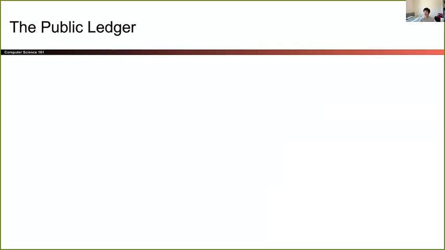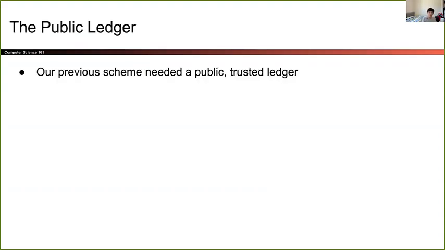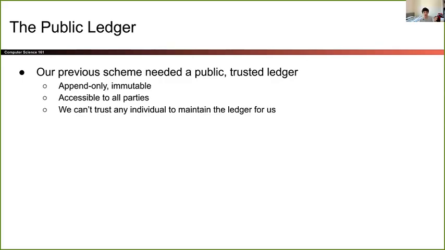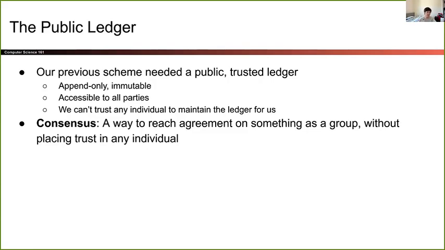Okay, so let's talk about the public ledger. We can just forget about Merkle trees for now. We're going to think about hash chains. We need this public trusted ledger, which has these properties that we talked about, but we can't trust anyone to maintain the ledger for us. What this means is we need some way of coming to something that we call a consensus.